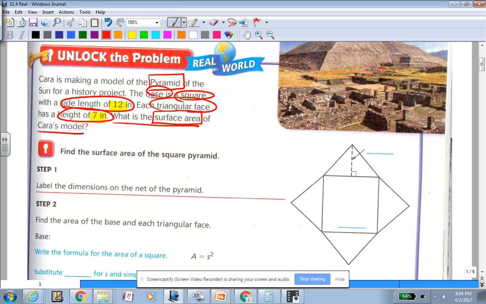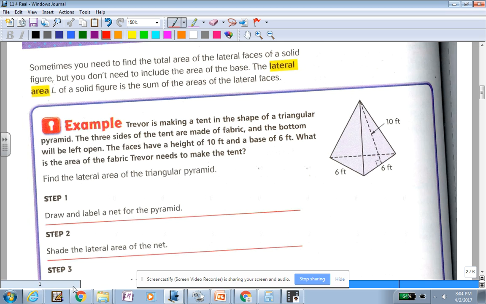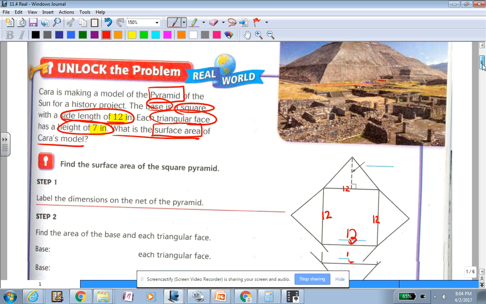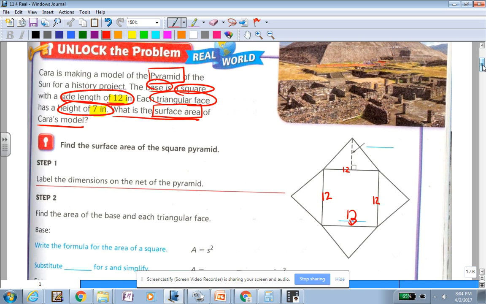Well, it says that the base is square with a side length of 12. So in a square, all the sides are going to be the same. This side is 12, then this side is also going to be 12, and that happens to be 12, and that happens to be 12. And that's important because now as we're looking at finding the surface area and looking at the different shapes that make up this net, it's going to help us a bit more. All right, so moving on, we want to also be able to look at the other shapes that are in this net.